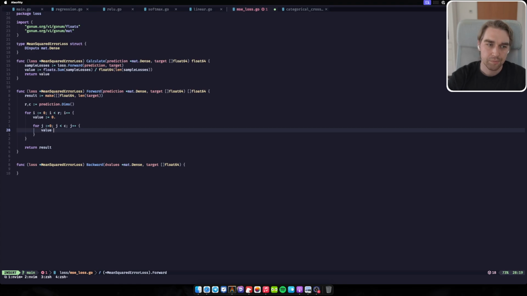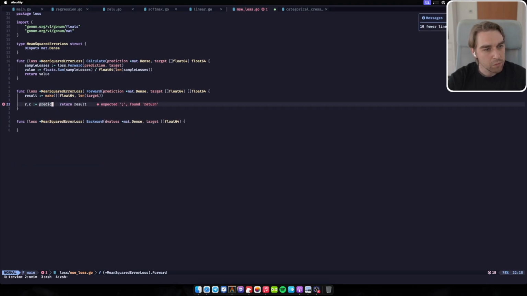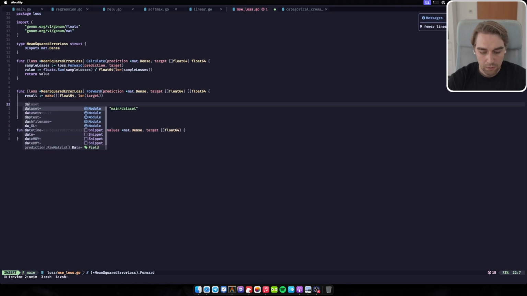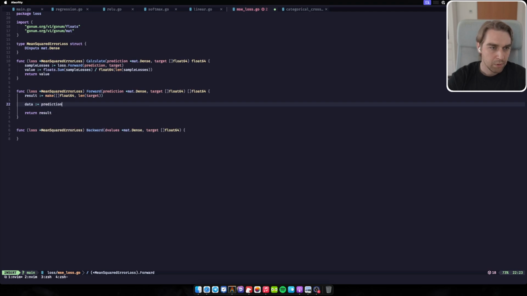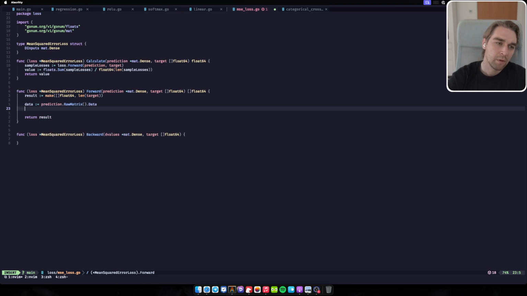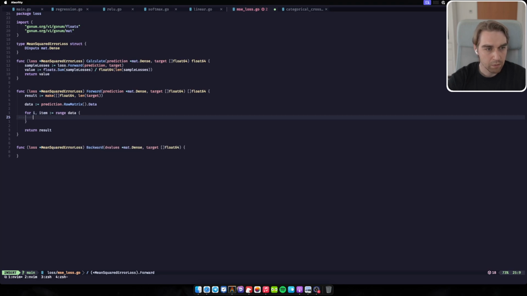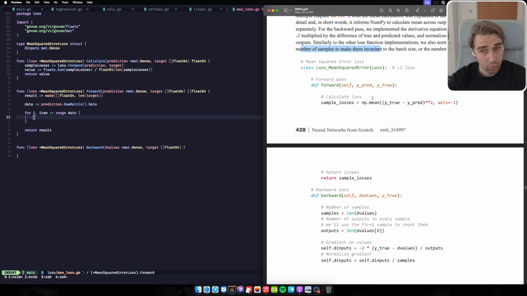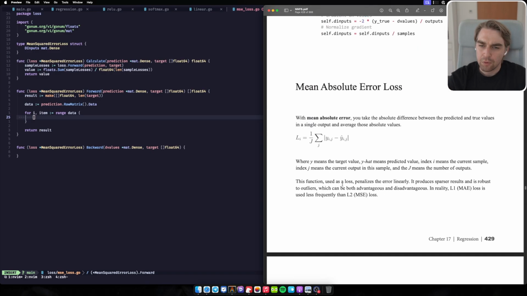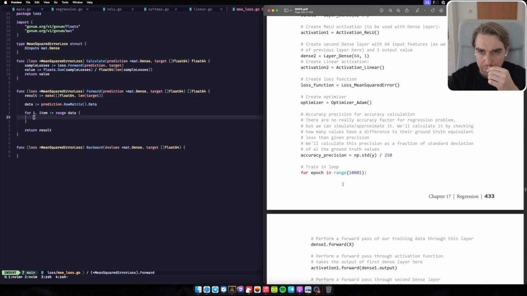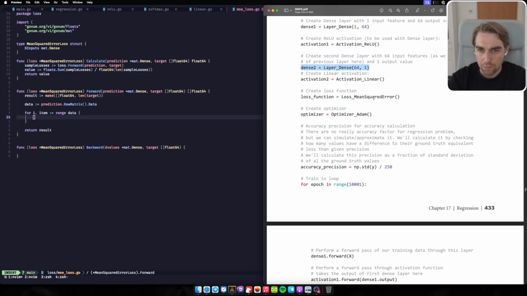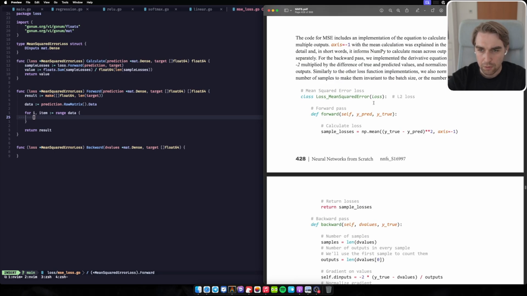The question is, will I have it as the rows or as the columns? But what I can do is, I can take the data from prediction data, then for item in range data, right? And then what? No, wait. Why true? Well, it means that in the regression model, yes, it will have only one output, right? Right. But that's the point.